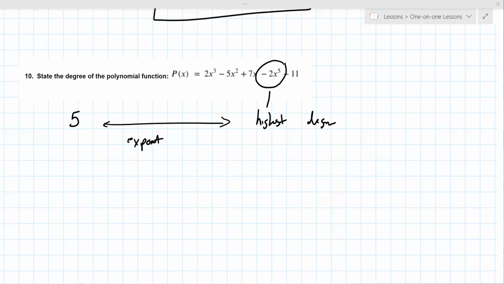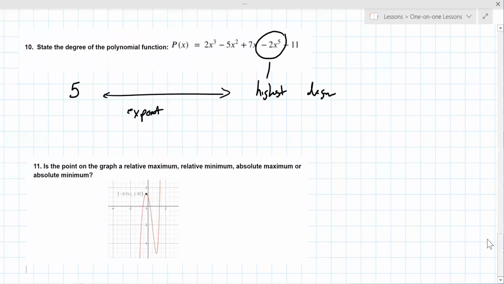All right, on to number 11. Sometimes you can try to do more than what is needed, and that's kind of what I was hearing there.